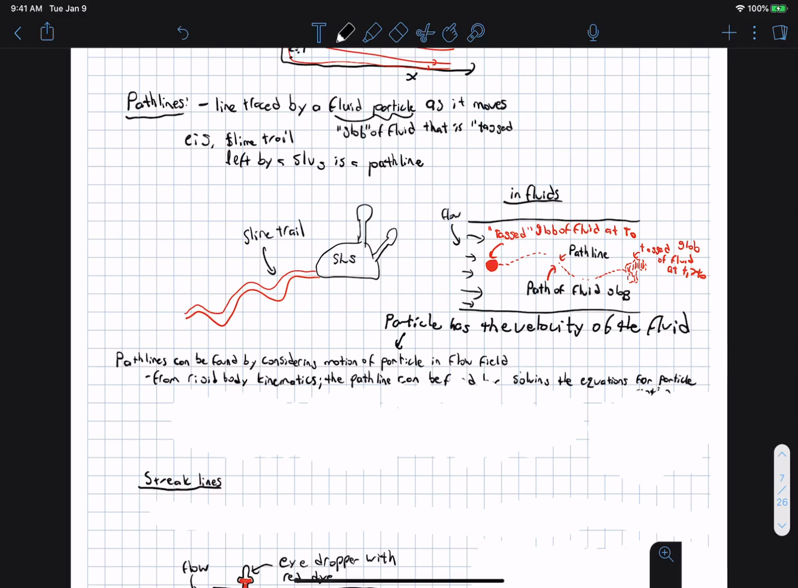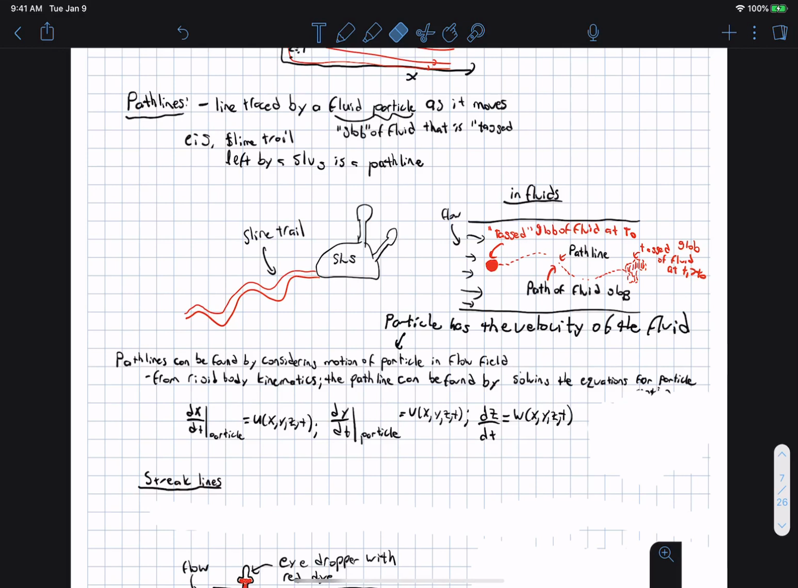Okay, and so from rigid body dynamics, to find the path line, all we need to do is basically solve the equations of motion for the particle. Okay, just using rigid body kinematics.